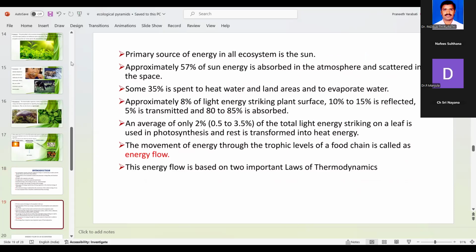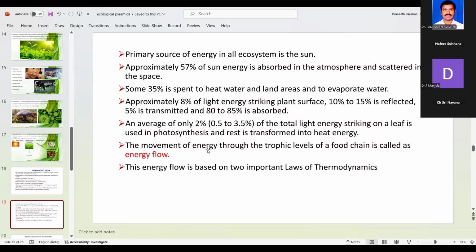The primary source of energy in all ecosystems is the sun. Approximately 57% of the sun's energy is absorbed in the atmosphere and scattered in space, and some 35% is spent to heat water and land areas and to evaporate water. Approximately 8% of the light energy strikes the plant surface, of which 10 to 15% is reflected back, 5% is transmitted, and 80 to 85% is absorbed. On average only 2% of the total light energy striking the leaf is used in photosynthesis, and the rest is transformed into heat energy.